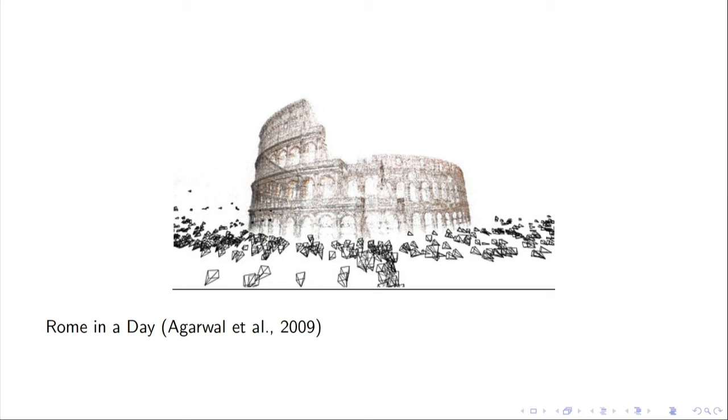Here you can see a reconstruction of the Colosseum, and these are the angles that the pictures are being taken from. One of the things they found is that many people taking pictures of the Colosseum all take the same picture, same angle. So if you want to create a 3D reconstruction, you need some way of getting people to take pictures of other parts of the building.